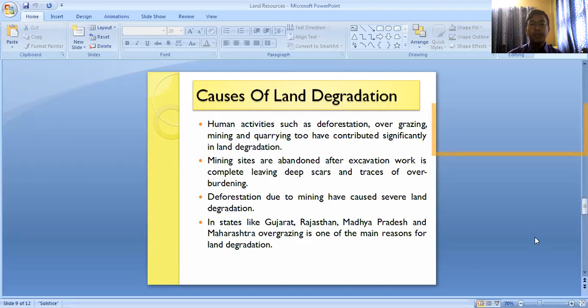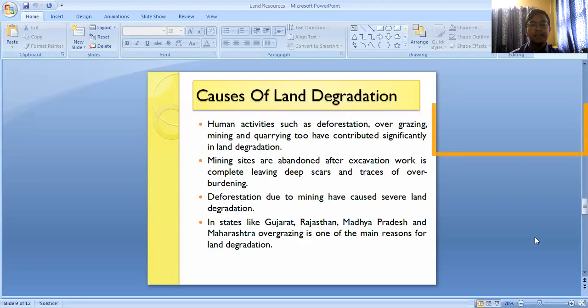Not only deforestation and overgrazing, but also the mining activities and the quarrying activities are responsible for land degradation. When we do mining, when we take out the mineral resources from the interior of the earth, the land gets degraded to a large extent. And quarrying basically involves taking out the soil, the sand and the stones from the river beds and all. So these are the main factors responsible for land degradation.